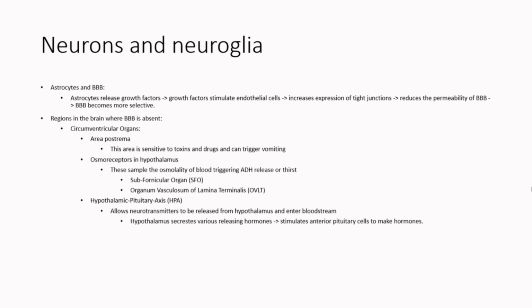So what do astrocytes have to do with the blood-brain barrier? They release growth factors. These growth factors stimulate the endothelial cells. These endothelial cells will express more tight junctions. When they do that, they reduce the permeability of the blood-brain barrier. Therefore, the BBB becomes more selective.